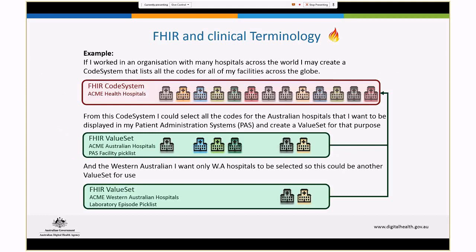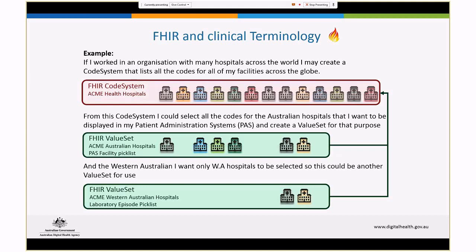Here's just a little demonstration. So an example. If I worked in an organization, a global organization that had many hospitals across the world, they may create a code system FHIR resource that lists every single hospital and the code for those hospitals. A big catalog of all the hospitals for Acme Healthcare across the world. Now, that's just the master catalog in the code system. It's not particularly the one that anyone wants to use.